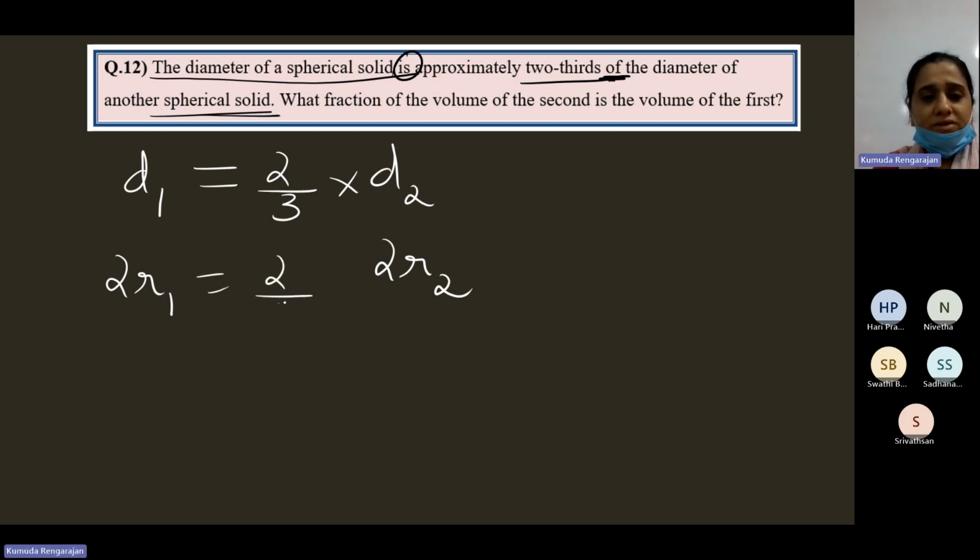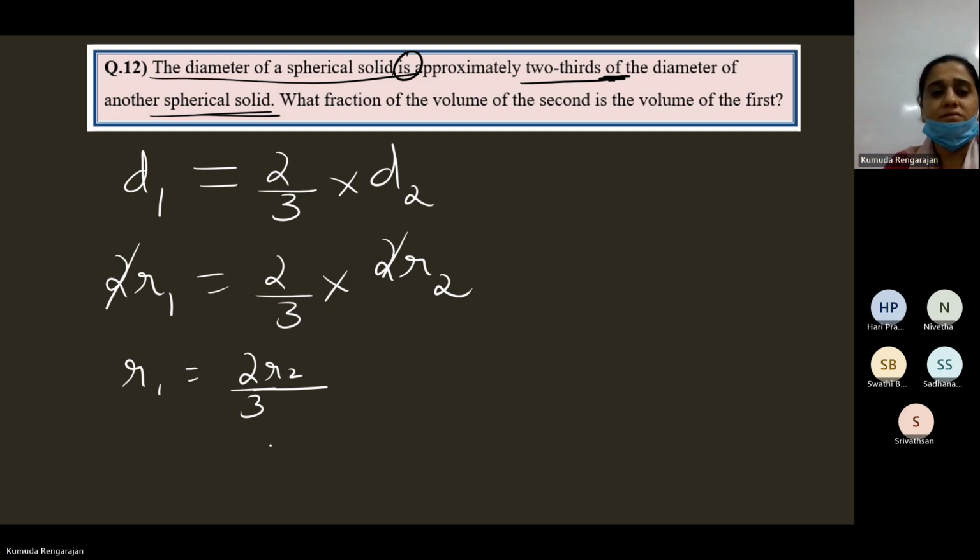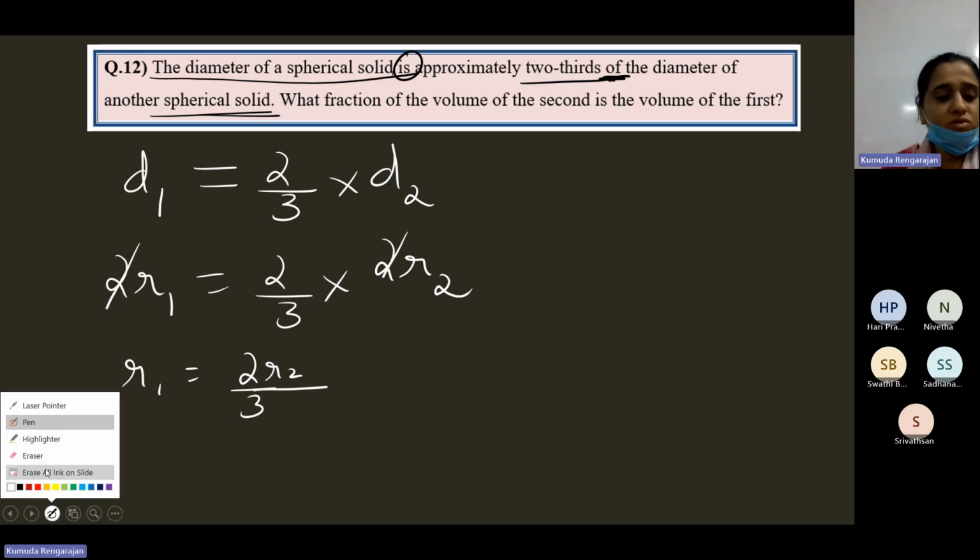D1 is equal to 2 by 3 into D2. Now 2 and 2 on either side get cancelled. So R1 is equal to 2 by 3 of 2R2 by 3, that is, R1 is equal to 2R2 by 3. This is the relation. Now the question is, what fraction of the volume of the second is the volume of the first? Which one will you write first? Will you write the volume of the second one by the first one or the first one by the second one?